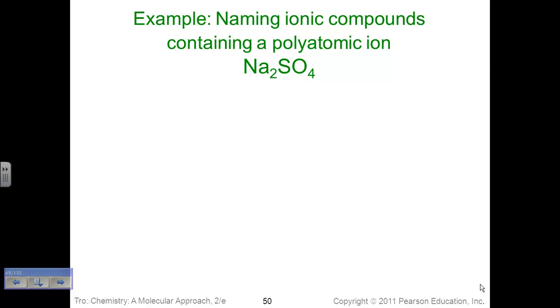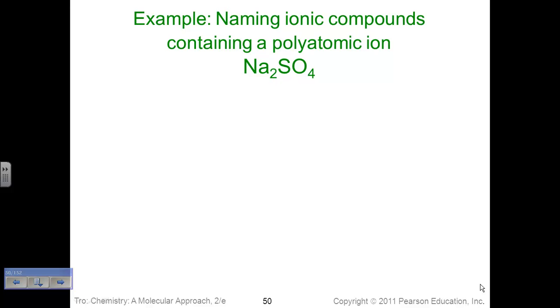Here's an example where we're being asked to name the following ionic compound. Now keep in mind, I don't care how many letters there are in the formula, there's still just one positive and one negative ion. Ionic compounds are built of a single cation and a single anion. So as soon as I see this formula, Na2SO4, I know that we must have a polyatomic ion because there's three different symbols, Na, S, and an O. That's three symbols, and yet I'm only allowed two names.